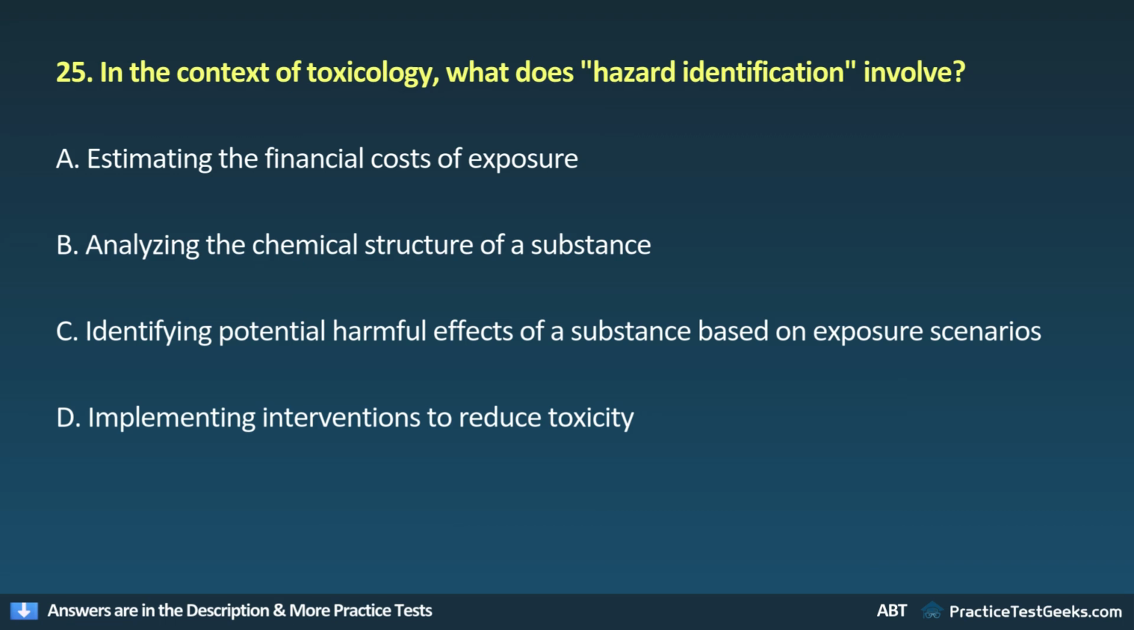25. In the context of toxicology, what does hazard identification involve? A. Estimating the financial costs of exposure. B. Analyzing the chemical structure of a substance. C. Identifying potential harmful effects of a substance based on exposure scenarios. D. Implementing interventions to reduce toxicity.